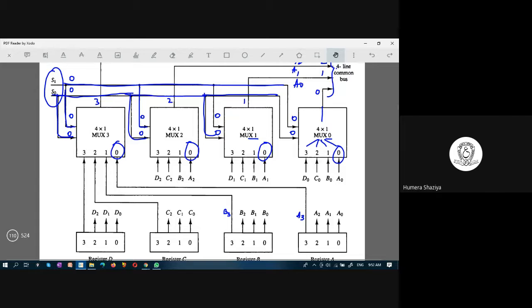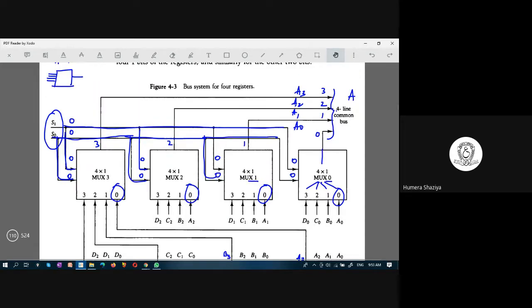Okay, so these multiplexers have got 4 inputs. Multiplexer 0 would receive 4 different inputs from the 4 different registers, the zeroth bit of every register. Multiplexer 1 is what? First bit of every register. Multiplexer 2 is second bit of every register. Multiplexer 3 is third bit of every register. And then which register is sent out on the common bus is decided by this S0 and S1.